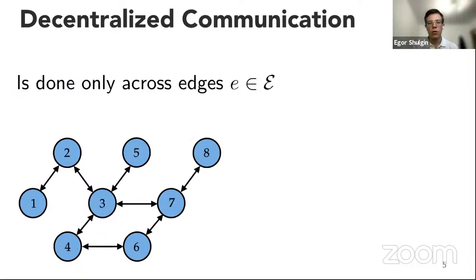As for the decentralized setting, communication is done only across the edges of the network. In this example, node 7 can communicate across edges with nodes 3, 6, and 8. On every round, it can communicate only with its neighbors. And this applies to every node in the network.